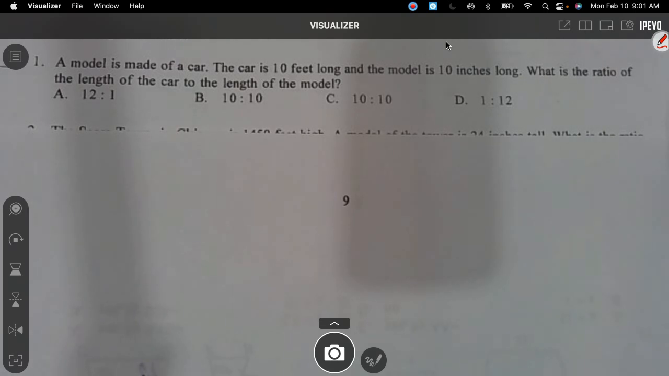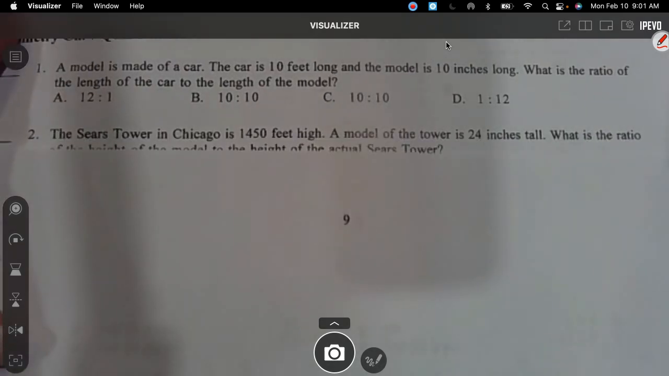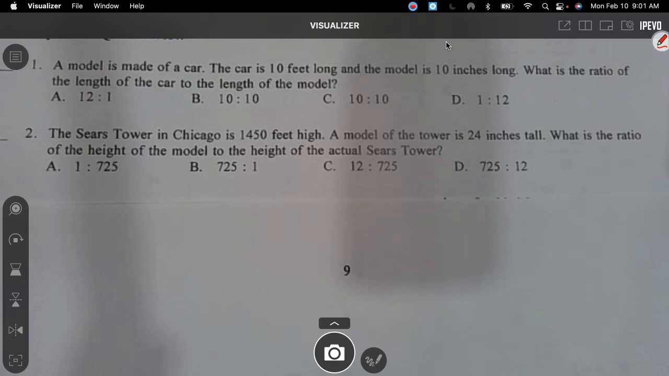Okay? Number 2, you've got the Sears Tower in Chicago is 1,450 feet high. The model tower is 24 inches. Read your question, because I'm not sure which one of these would be on there. It says, what's the ratio of the height of the model? So they do the model first. Which one's the model? 24 inches. So I'm going to write that, to the height of the actual tower, which is 1,450 feet.